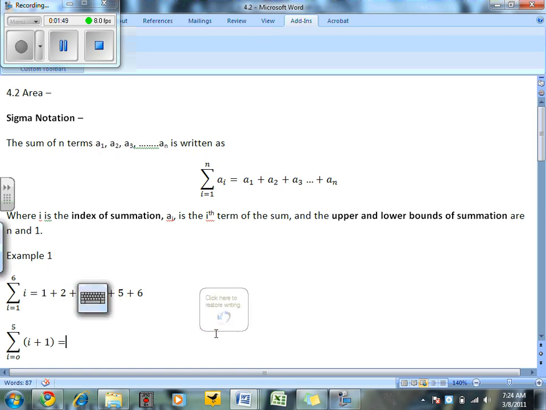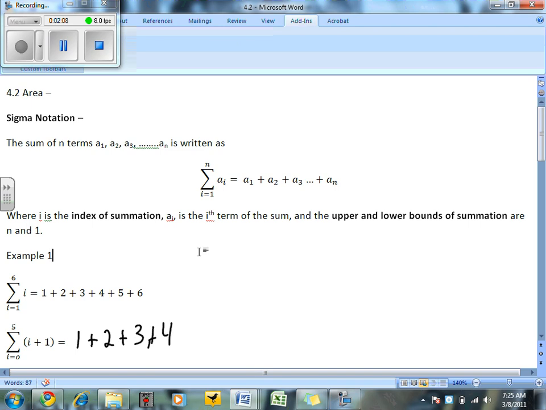All right, so down here they want us to do a summation of i plus 1, starting at i equal to 0 and going all the way to 5. So we plug 0 in first, and we get 1, plus, then we plug 1 in, and we get 2. We plug 2 in, we get 3. Plug 3 in, we get 4. Plug 4 in, we get 5. And then finally our upper bound is 5, so we plug 5 in, and we get 6.